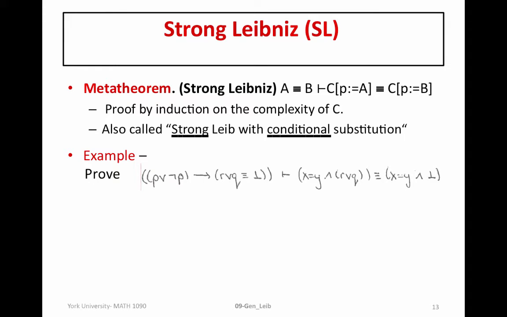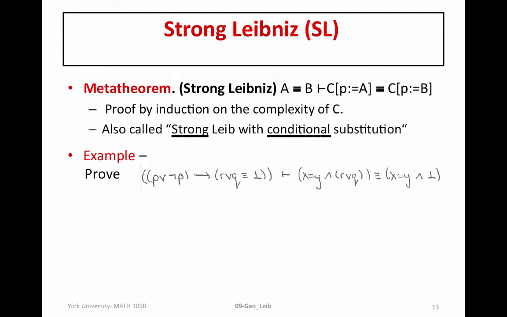So again, let's look at an example where we need to prove the following theorem schema. So here we have a hypothesis: P or not P implies R or Q equivalent to bottom. And from this hypothesis, we want to prove this equivalence: x equal to y and R or Q is equivalent to x equal to y and bottom.